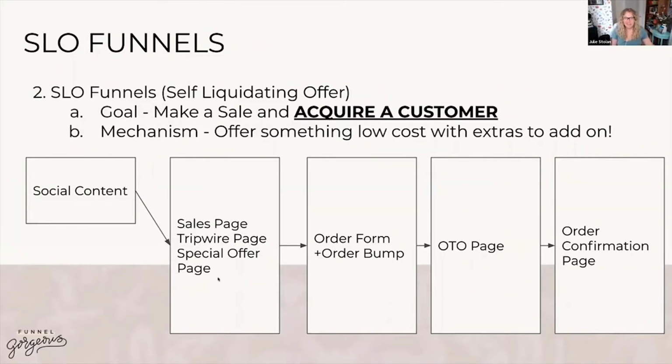And then once they say yes, we give them some extras to add on, to add on, to add on. This kind of funnel also starts with social content, whether it's organic content or ads. And then we give them something that's $27. Then we offer them, hey, do you want to add this to your order?